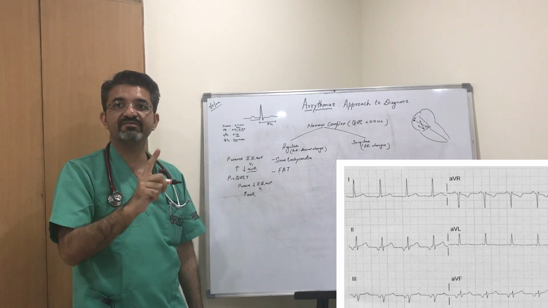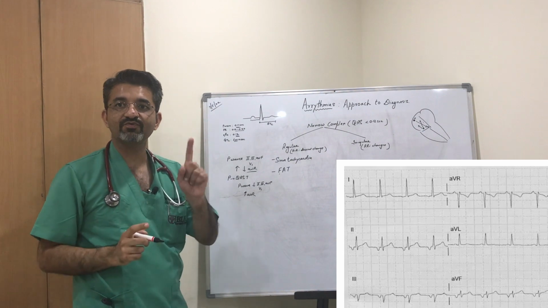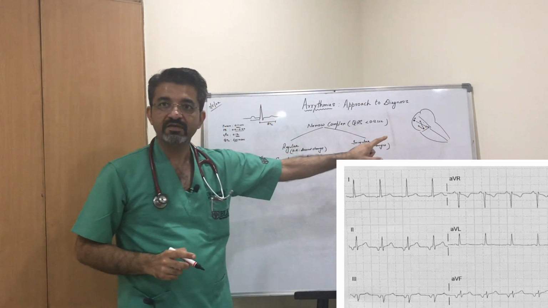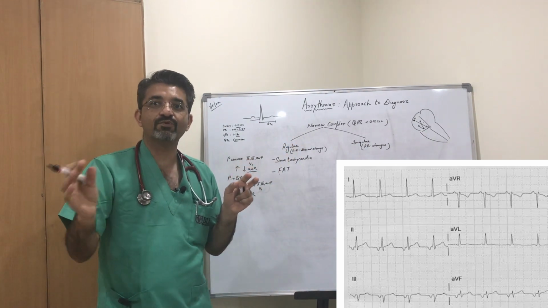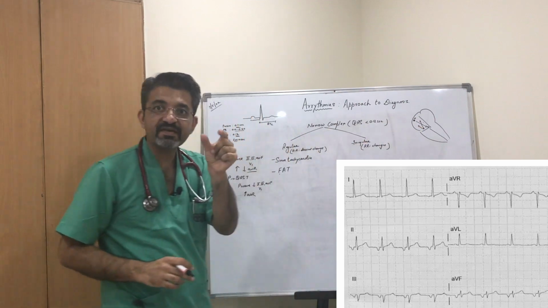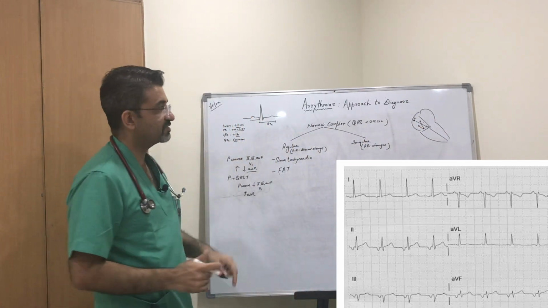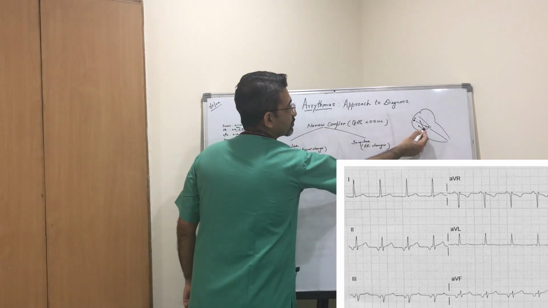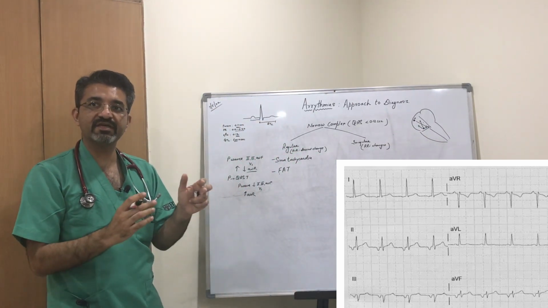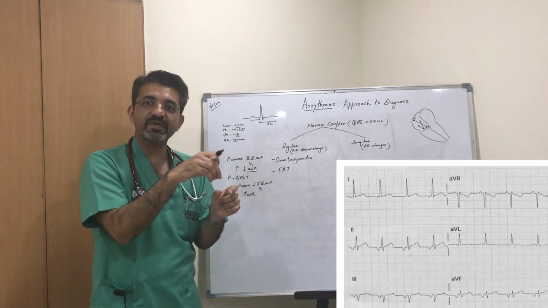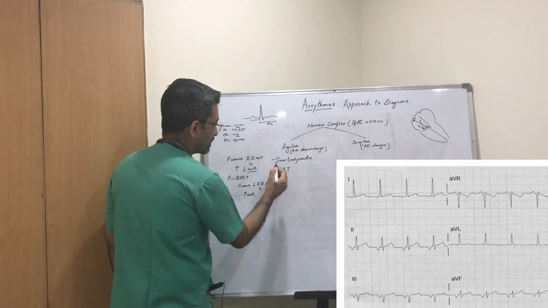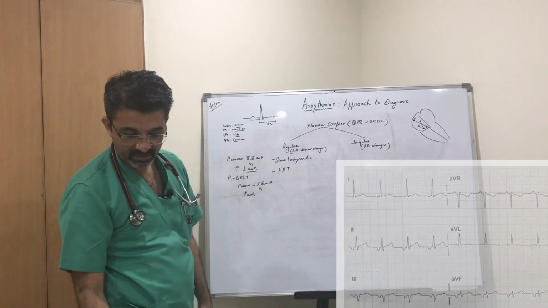The morphology of the P wave is identical because the focus is one. You have only a single focus. If there are multiple foci, then it will become multifocal atrial tachycardia. So this is a single focus. PR interval can be shortened because this focus can be near the AV node, right? So PR interval can be shortened depending upon the distance of the new pacemaker from your AV node. So this is known as focal atrial tachycardia.